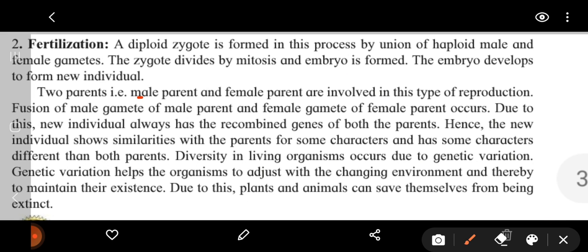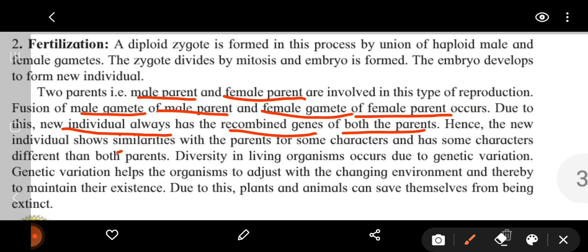Two parents, that is the male parent and the female parent, are involved in this type of reproduction. Fusion of the male gamete of the male parent and the female gamete of the female parent occurs. Due to this, the new individual always has the recombined genes of both the parents. So genetic variation is a characteristic feature of this type of reproduction. Hence, the new individual shows similarities with the parents for some characters and has some characters different from both the parents.